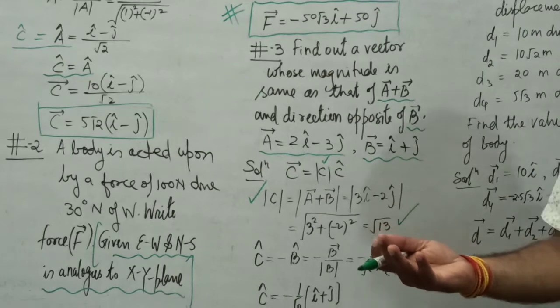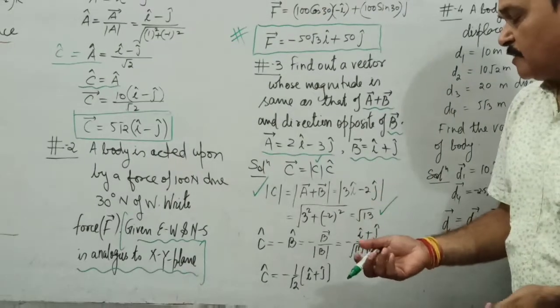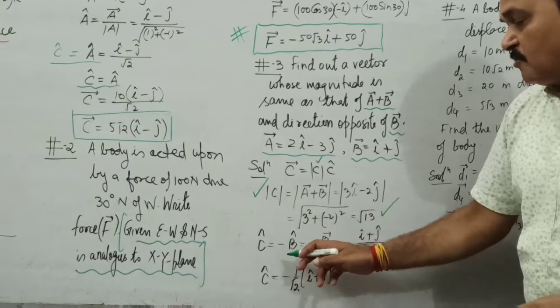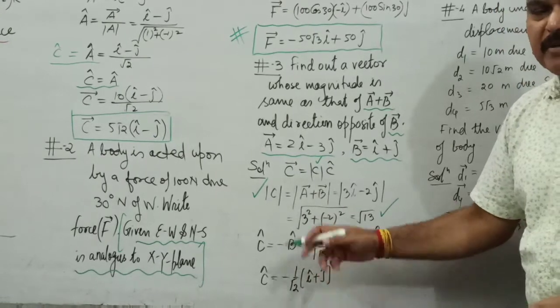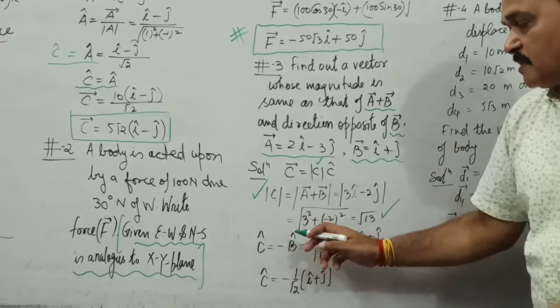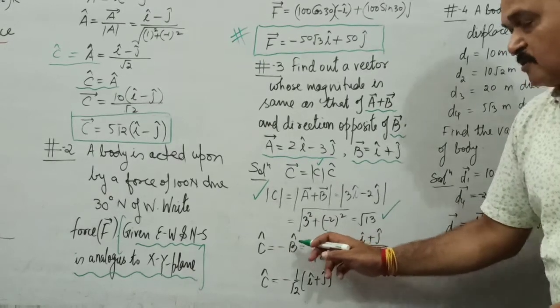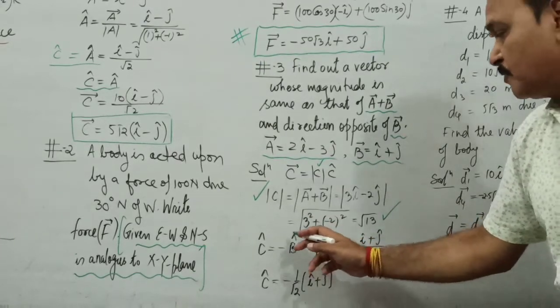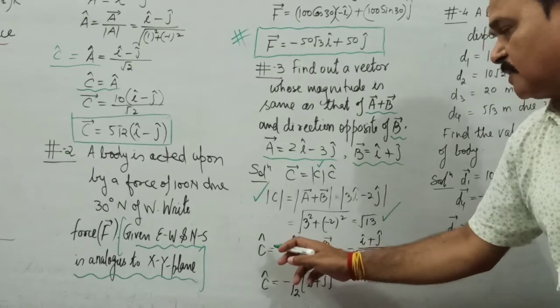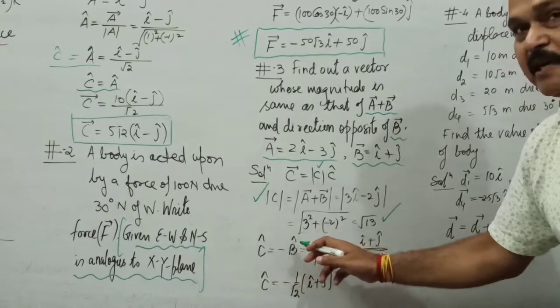That means we are supposed to find out the unit vector along B. So C cap is going to be minus times B cap. Why minus times? Because the direction of C is just opposite of B. The direction of B is B cap, and opposite of that is the direction of the C vector. So C cap is going to be minus times B cap.